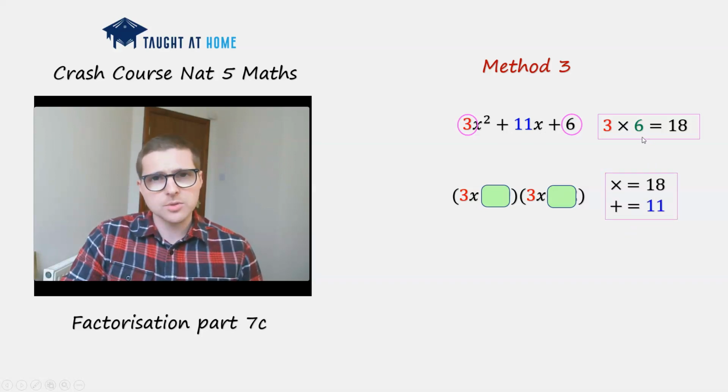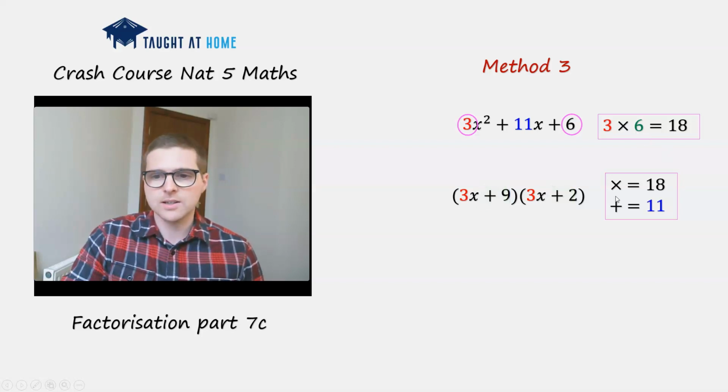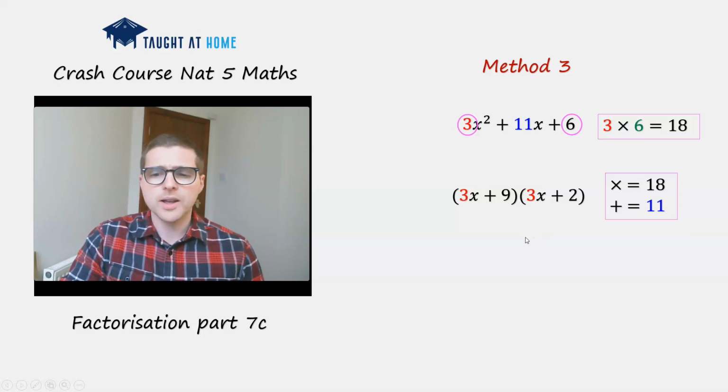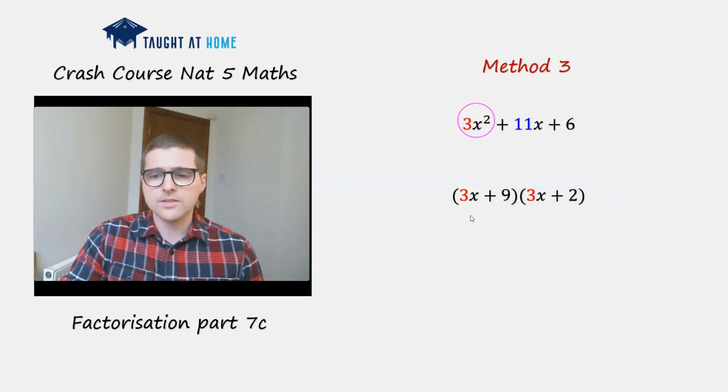Well, 3 and 6 don't add up to 11, that adds up to 9. 18 and 1 doesn't, so it has to be 2 and 9, or 9 and 2. And we're going to put 9 and 2 in the spaces here. So we've got 3x plus 9 and 3x plus 2. Now we're not done yet, because we need 3x squared, but when we multiply these, 3x times 3x is 9x squared. So this is 3 times greater than what we're actually after. So we're going to divide by 3.